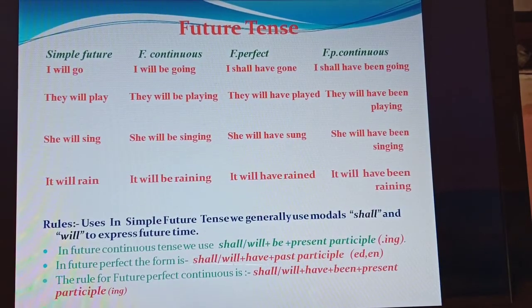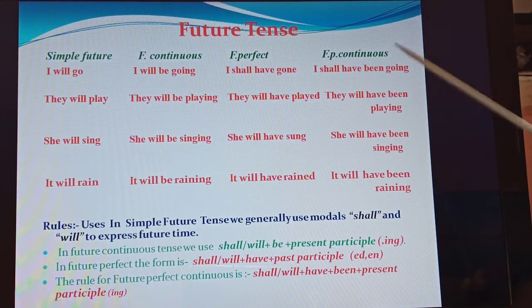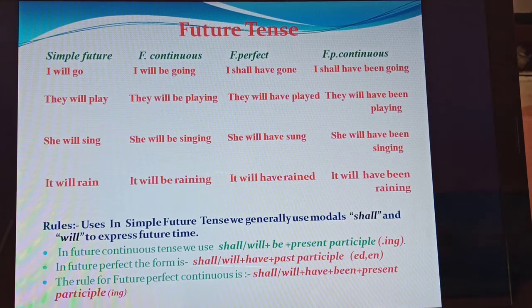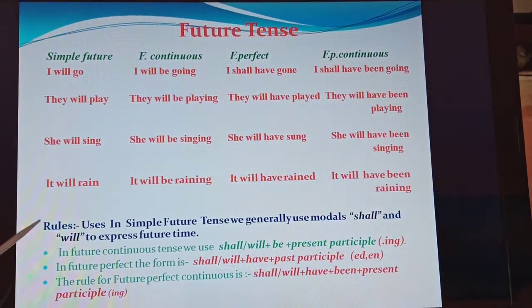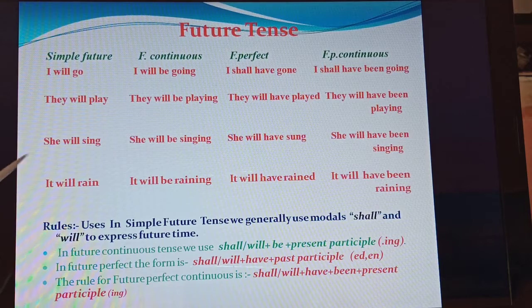This future tense, you see again, simple future, future continuous, future perfect and future perfect continuous. How do we get simple future tense? Usually by using shall or will to express future time. I will go, they will play, she will sing, it will rain, we shall play. These are called simple future tense.